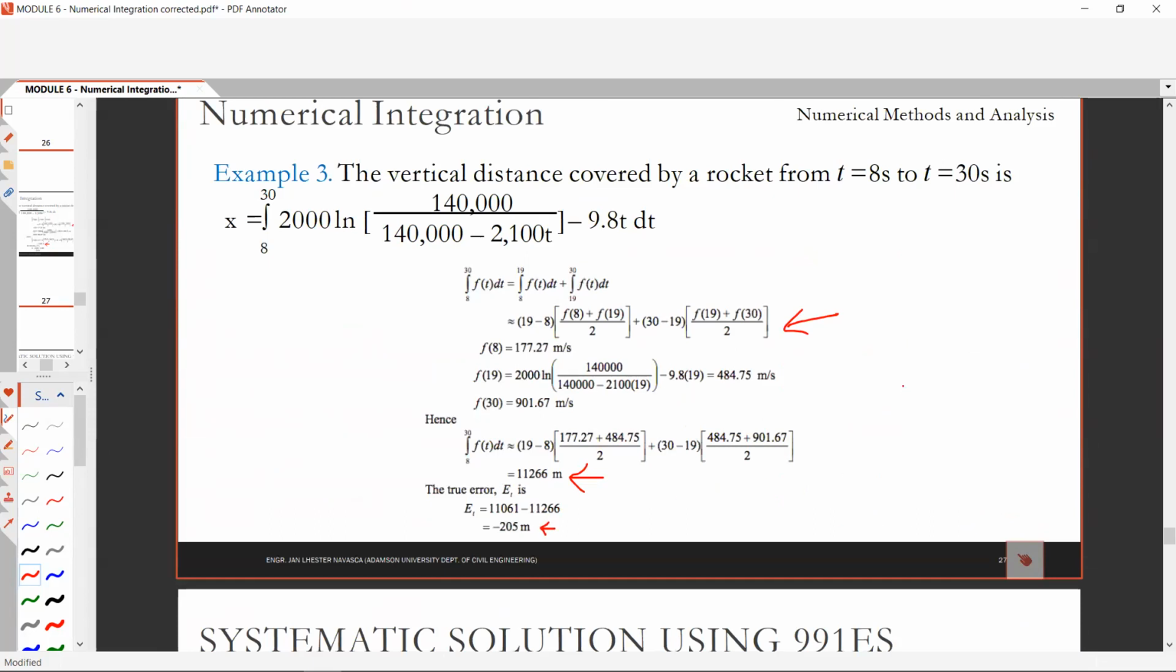So getting the relative error, same lang din sa formula. Okay, relative error is negative 205 over 11,061 times 100, sorry. Okay.